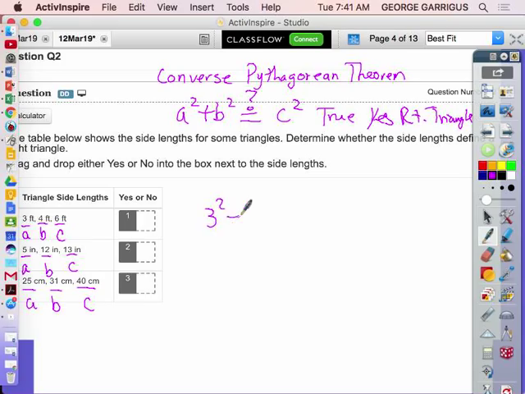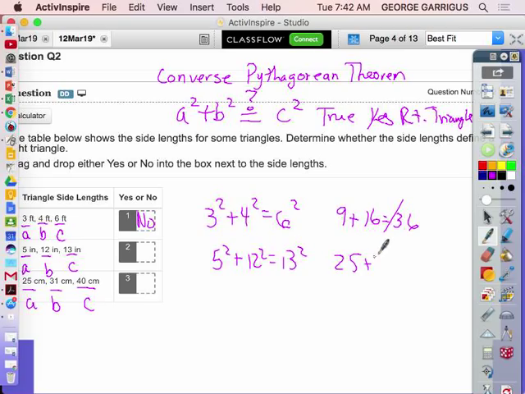3 squared plus 4 squared equals 6 squared. That's 9 plus 16 equals 36. That's not true. So no. 5 squared plus 12 squared equals 13 squared. 25 plus 144 equals 169. That is true. Both sides add up to 169, so yes.